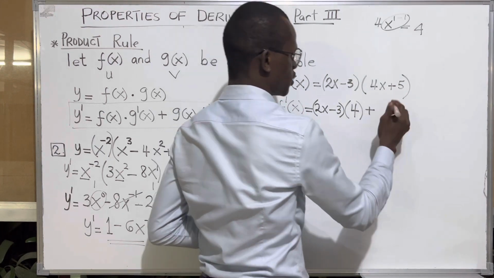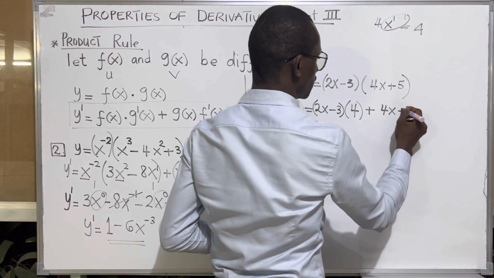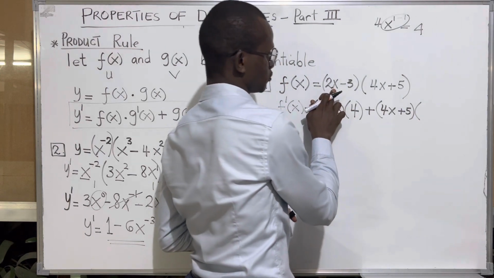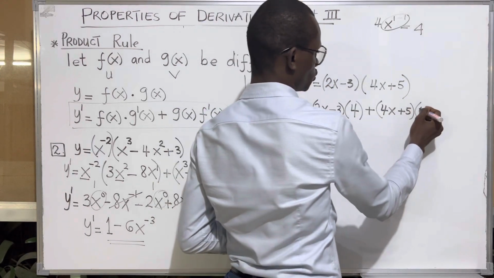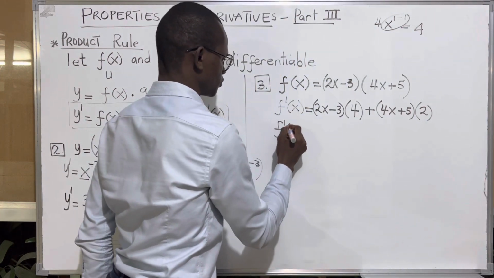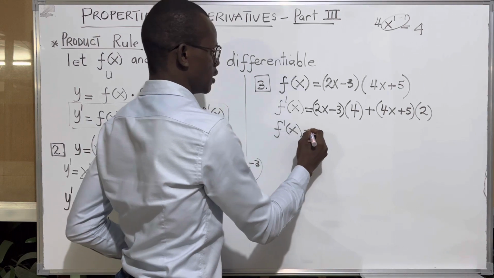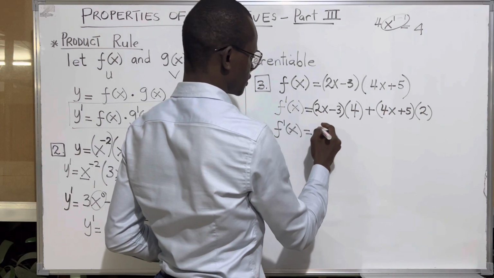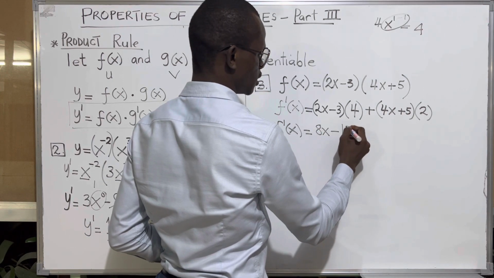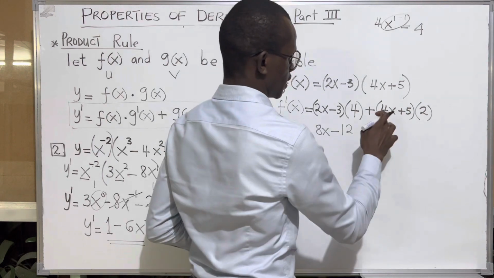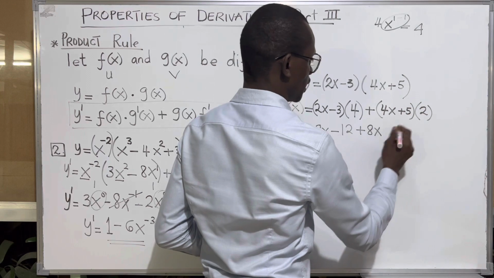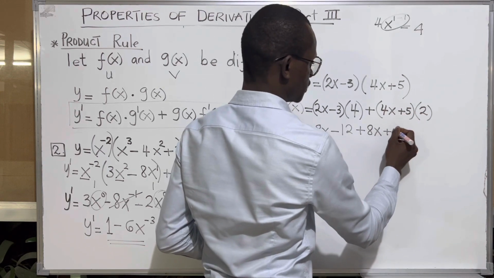Plus, we hold this one that we already differentiated, and then we differentiate this one. The derivative of 2x is just equal to 2, and the derivative of 3 is 0. So we can multiply. We will have 4 times 2x is 8x, minus 4 times 3 is 12, and then 2 times 4 is 8, and then 2 times 5 is 10.